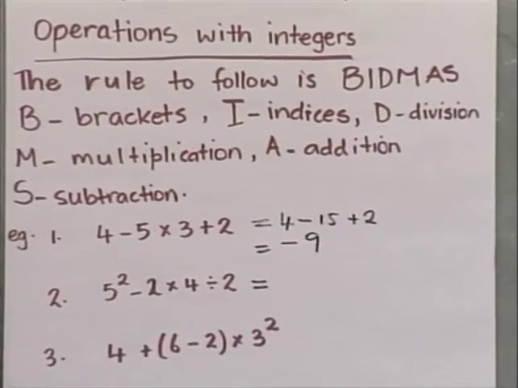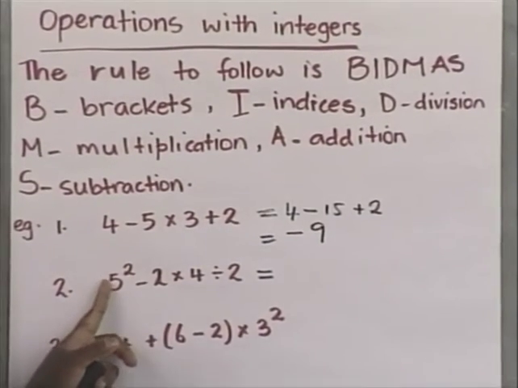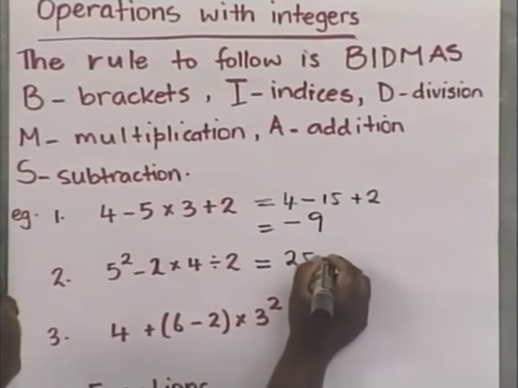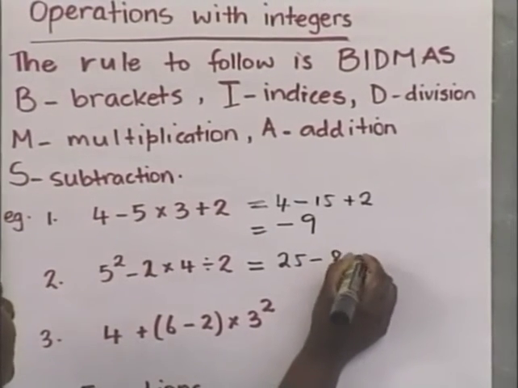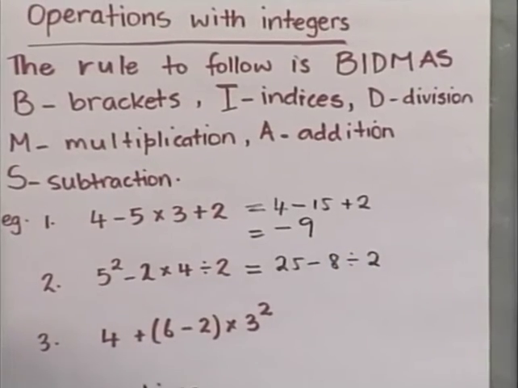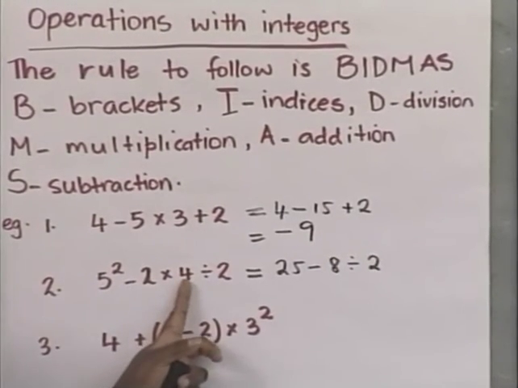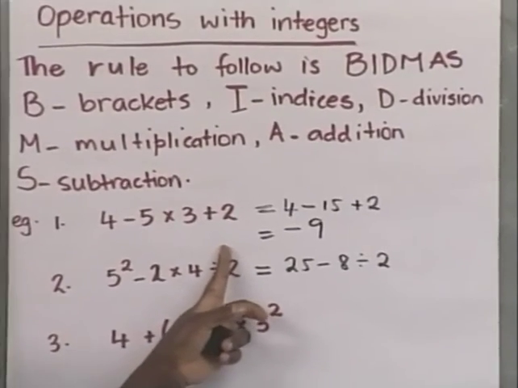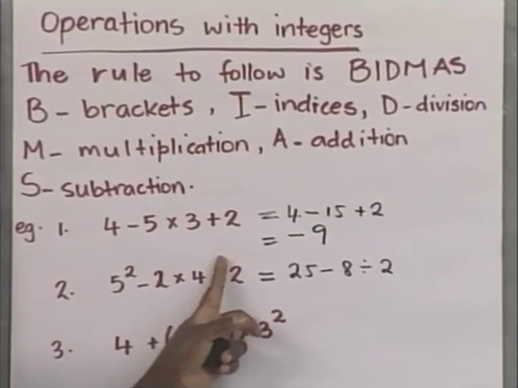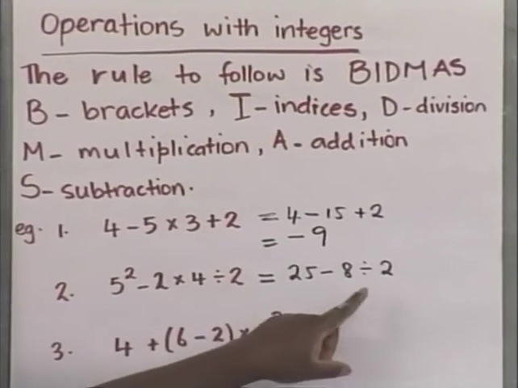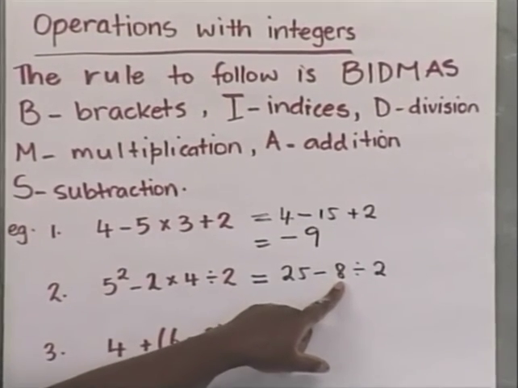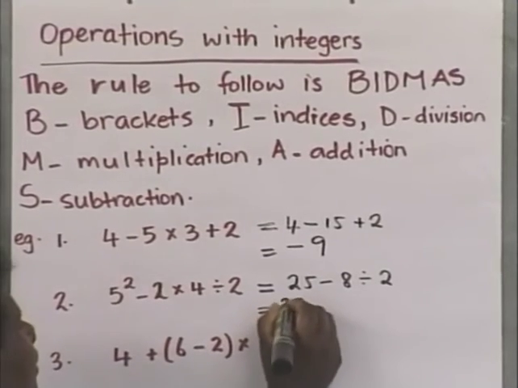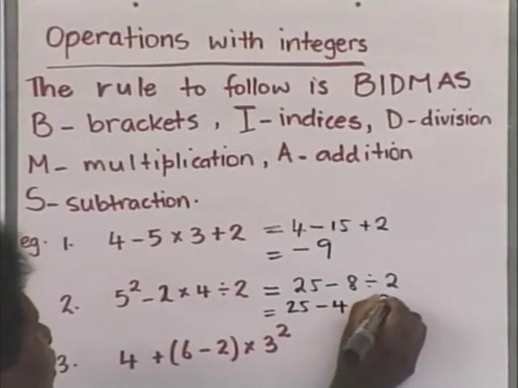Okay, number 2, I have to square 5 first, which is 25. Multiply 2 and 4, so minus 8, and then divide by 2. If I wanted to, I could have divided 4 by 2 first. 4 divided by 2 will give me 2. And then I multiply this negative 2 times 2. It's exactly the same. That's 4. Exactly the same as if I divided this negative 8 by 2. So it's 25 minus 4, which is 21.